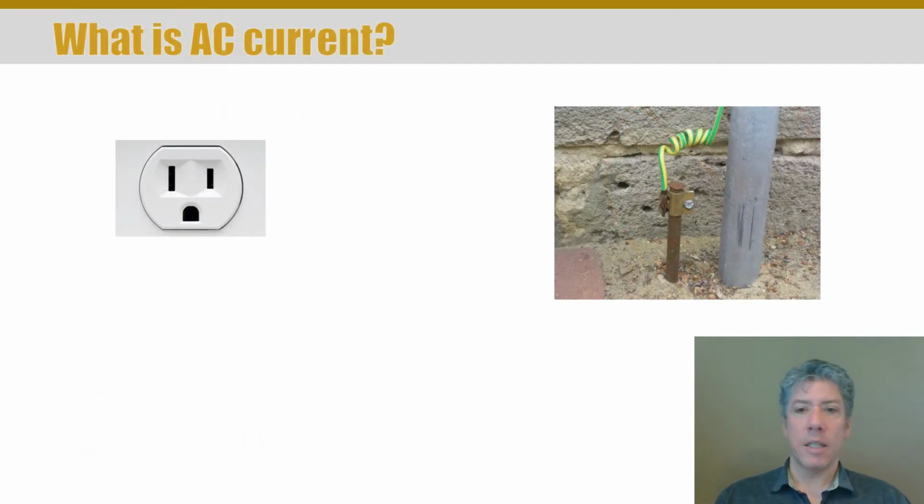But what is AC current? What is this stuff? How does it work? Well, outside your home or business or apartment, wherever you've been, you've probably noticed a spike driven into the ground and a wire going to it. And then, of course, you've also plugged things into your outlet in your home or residence, wherever you are. And you probably wondered how these things related to each other. Well, it's actually pretty simple.